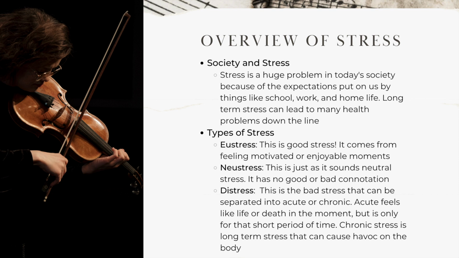Distress is the bad type of stress, and it can be separated into acute or chronic. Acute is something that is short-lived, so it feels like a life or death situation in the moment, but is only for that short period of time, while chronic stress is long-term stress that can cause havoc on the body.